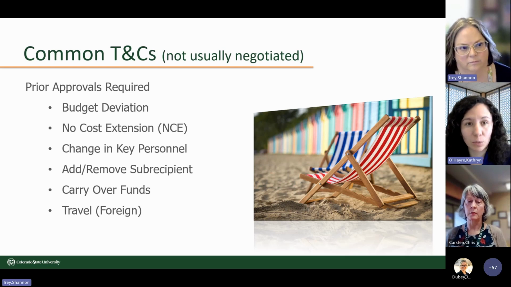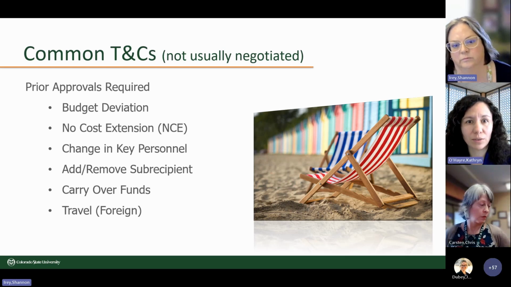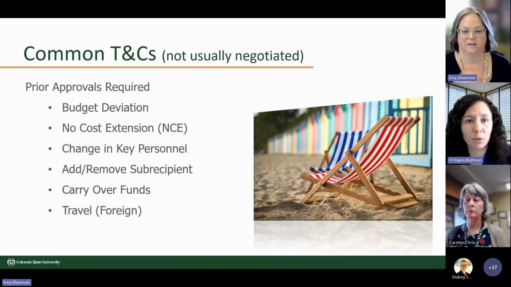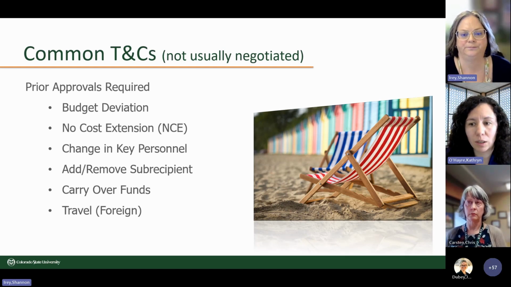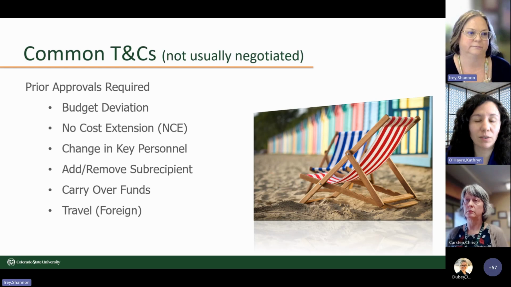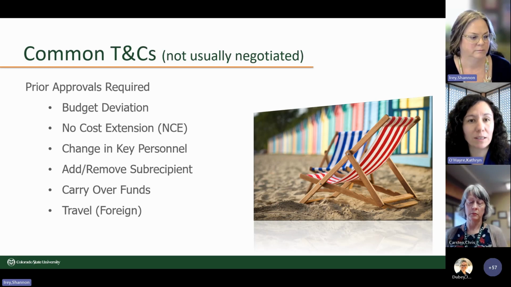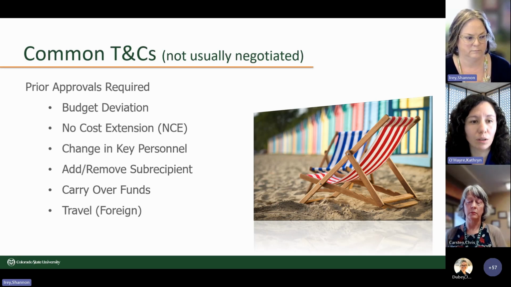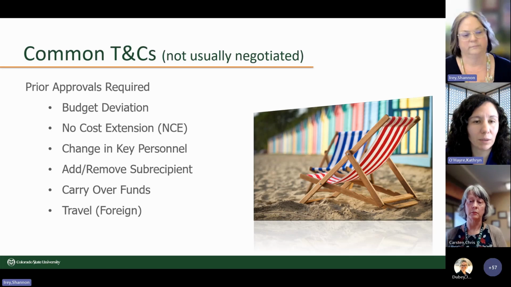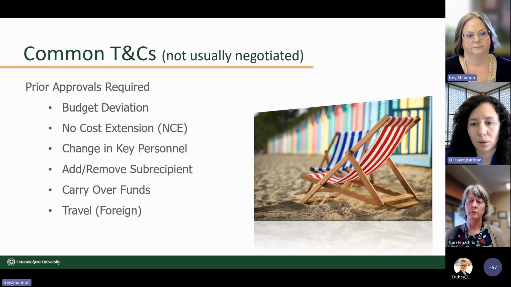Budget deviation. Can we move things around on the budget? Is there a specific percentage that we have to adhere to? With our grants, if it's under uniform guidance, you're given a certain amount of deviation authority. Versus in your contracts, you may have something that says there is no deviation authority, so you always need prior approval for that instance.